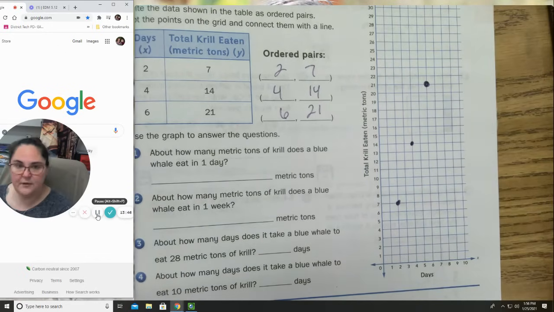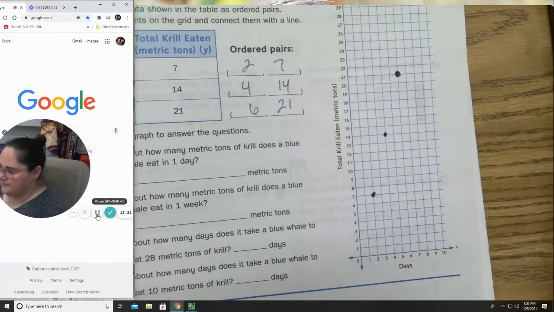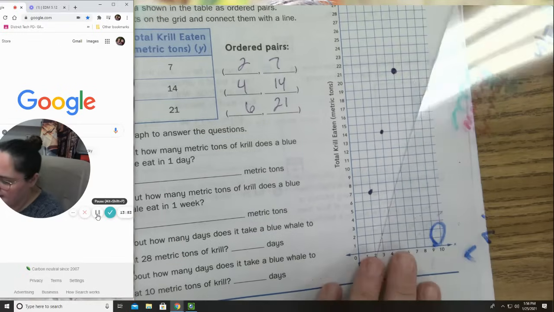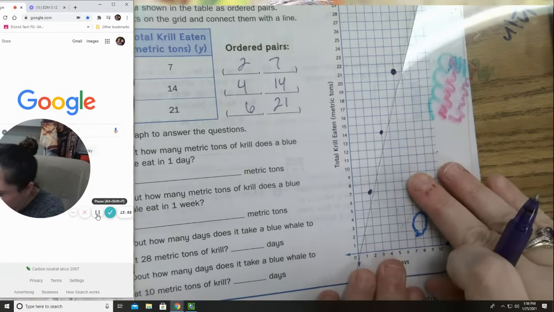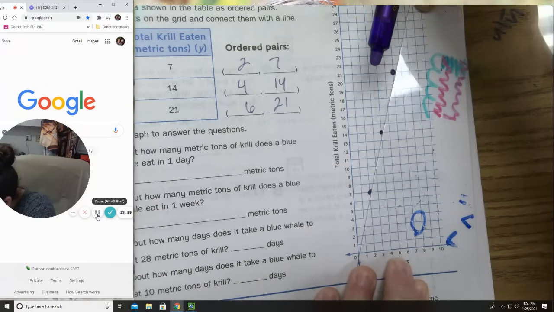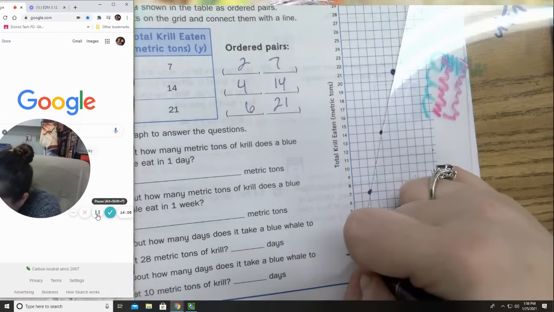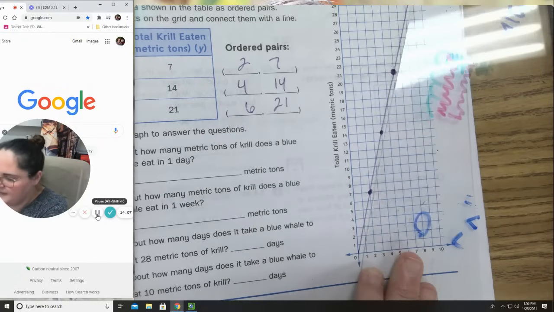Now, I have a whiteboard here, so I'm going to use that, or maybe I'll use just this little piece of plastic I have. And I'm going to make my line match. 6, 8. Perfect. About right here. Ish.